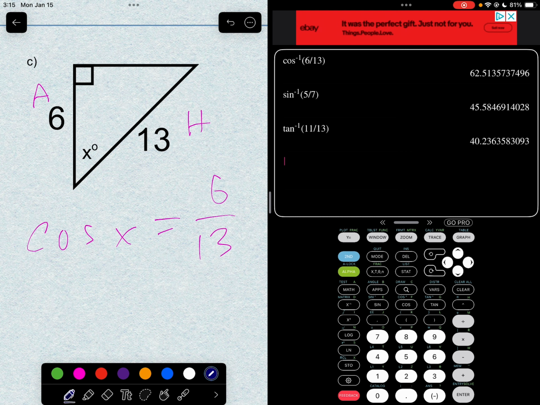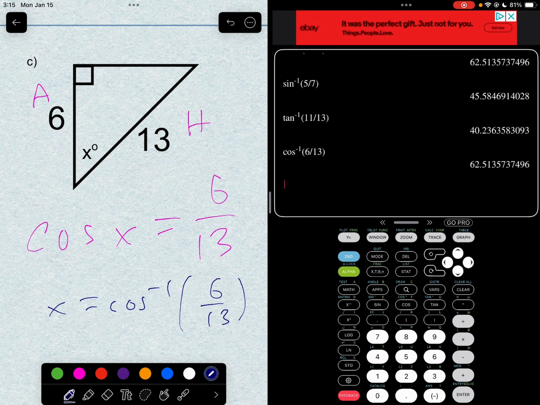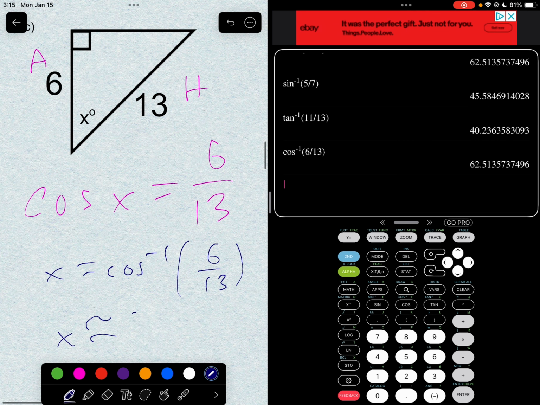Because we're looking for an angle, we use inverse. So x equals cosine inverse 6 over 13. So in our calculator, second cosine, 6 over 13. And we get an angle of 62.51 degrees.